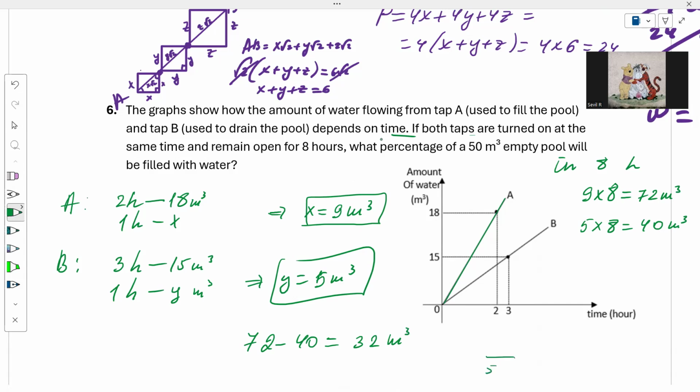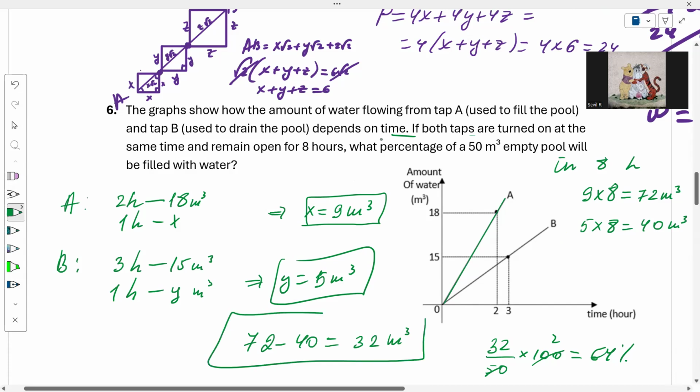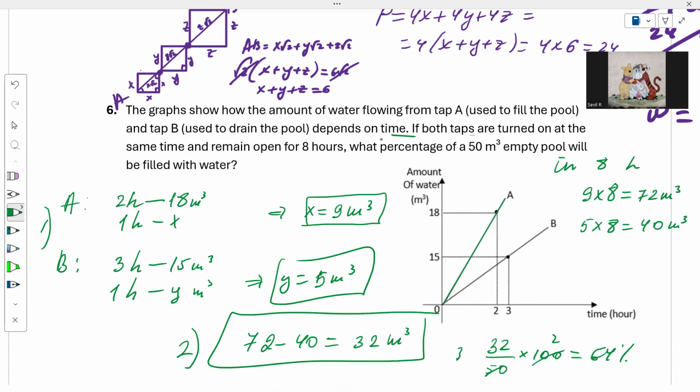What percentage of 50 cube meter? 32 out of 50 will be, guys, 64%. This must be the correct answer, okay? This part gives you the second mark. This is 1 mark, okay? And the third mark you can get from there.